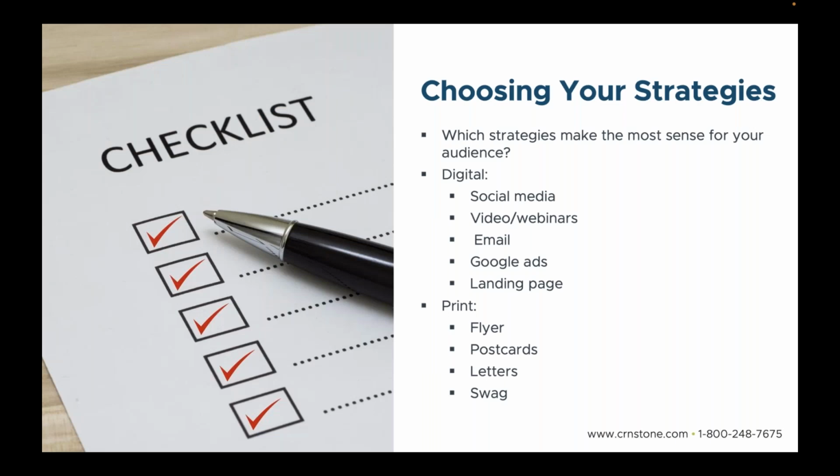Once you know your goals and your audience for the campaign and who you're trying to target, you can decide which strategies will make the most sense for your message. Some strategies are going to work better for certain audiences than for others. So for example, Facebook is going to be way more effective for individuals and families than for businesses. So with our audience and purpose in mind, let's decide on a few different strategies that you can use.